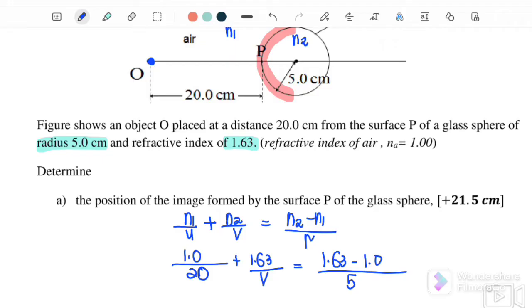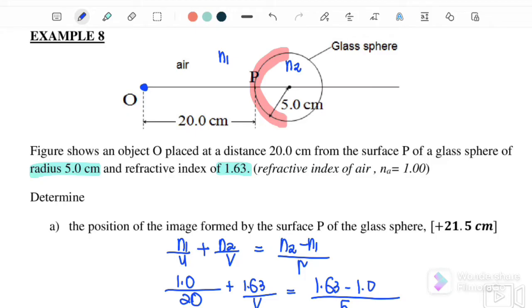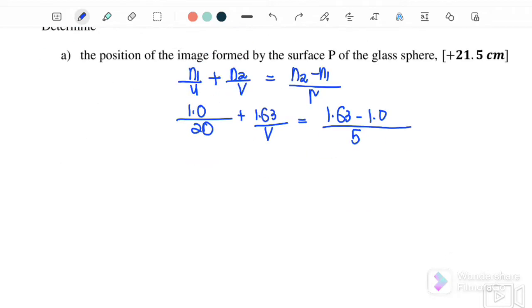Again, when you substitute R, you need to consider the sign convention. Now our ray is going from air to glass sphere, meaning that we are viewing from left to right. When we view from left to right, it's actually a convex surface. So when it is a convex surface, we must substitute positive. So the image will form at v equals positive 21.5 cm. Positive here indicates that this is a real image.